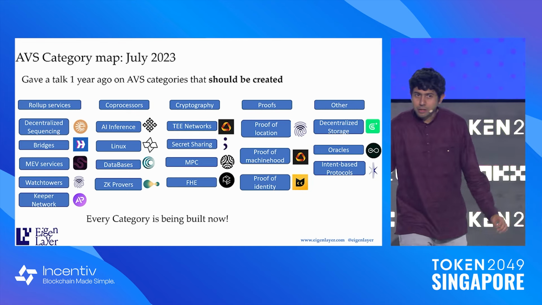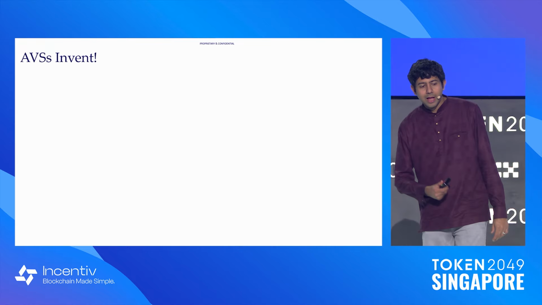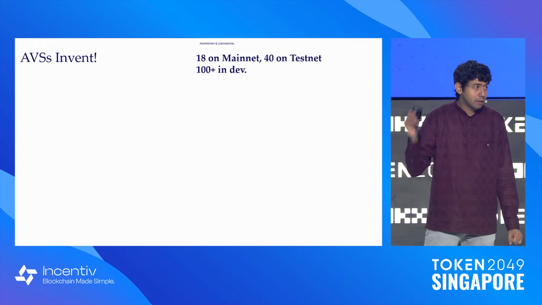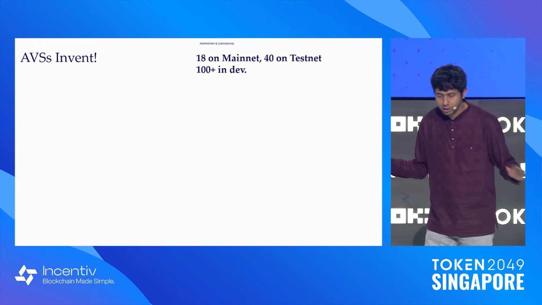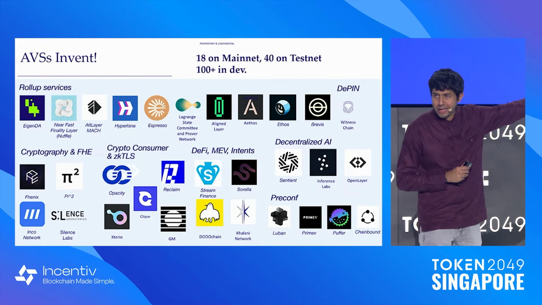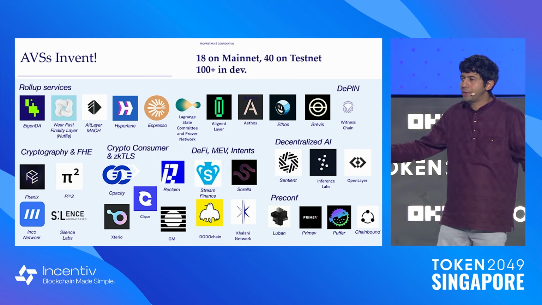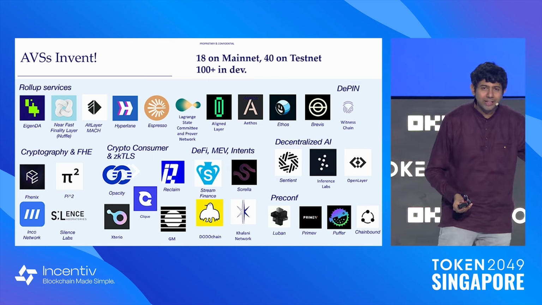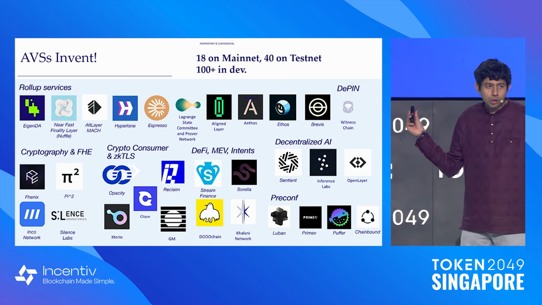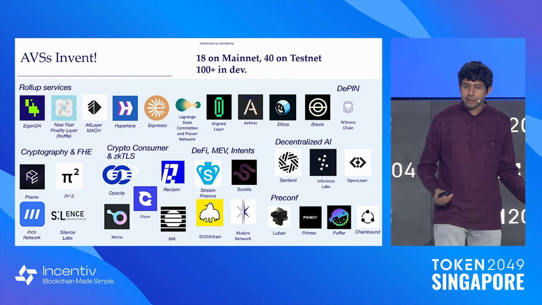So AVSs, actively validated services, they bring the innovation, the invention into the ecosystem. Today, there are 18 on mainnet, 40 on testnet, and 100 plus projects built on EigenLayer in various stages of development. They have gone beyond what we proposed last year in inventing and defining new categories. This is the thesis of open innovation. Who would have guessed in 2014 when Ethereum launched what applications would become popular? Nobody knows. Because when you make permissionless innovation easy, many people come in and invent.